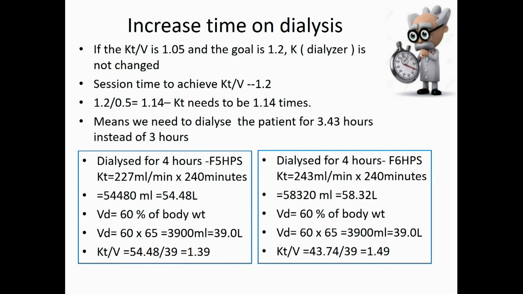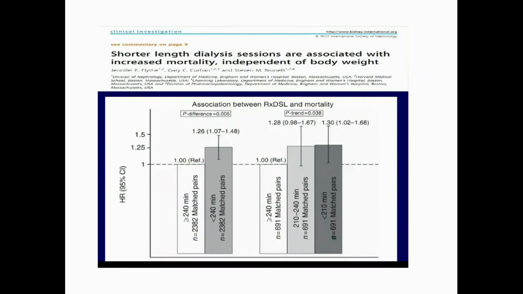In F6 also you can get 1.49 without any UF. With UF you can get much higher. Shorter dialysis length has been associated with increased mortality. If you compare those who have more than 4 hours as 1, there is 26% higher mortality when you have less than 4 hours. So time on dialysis is most important.